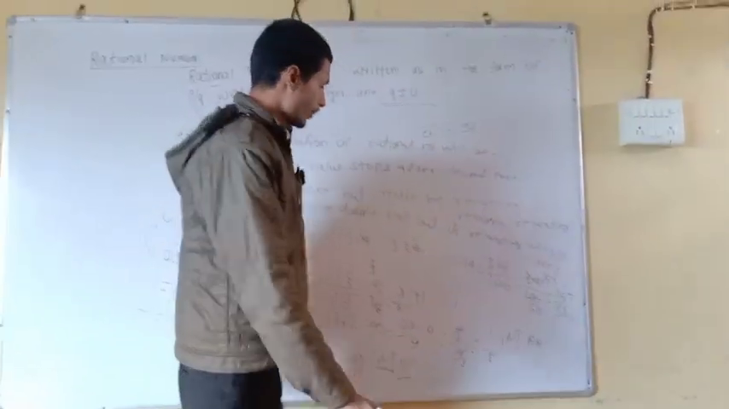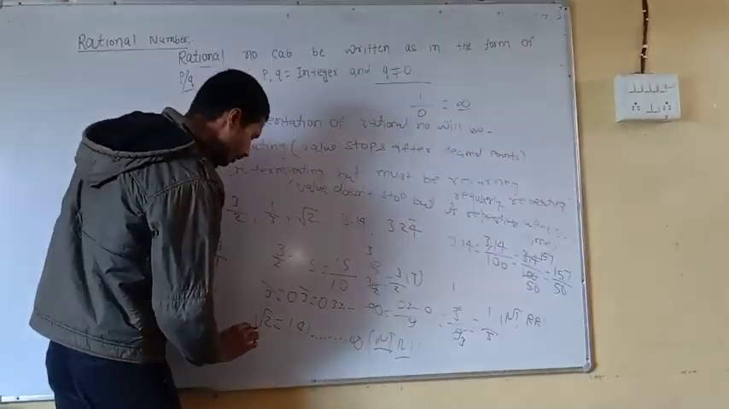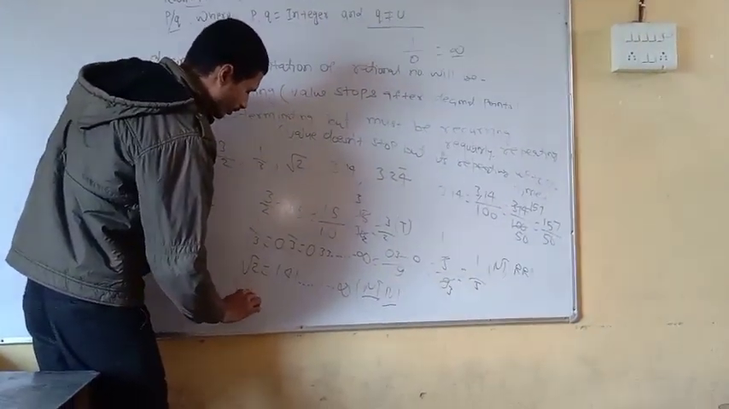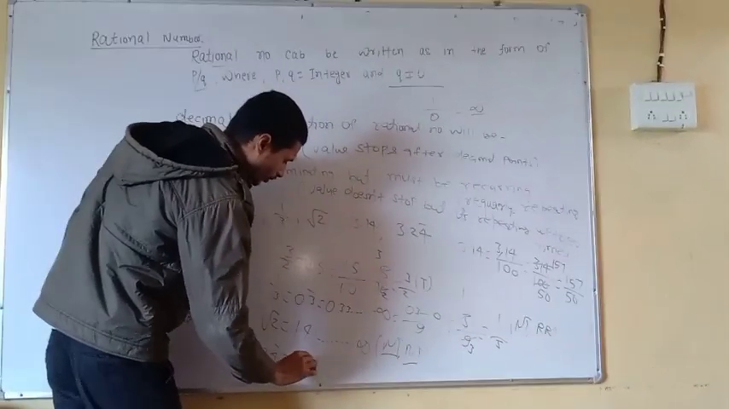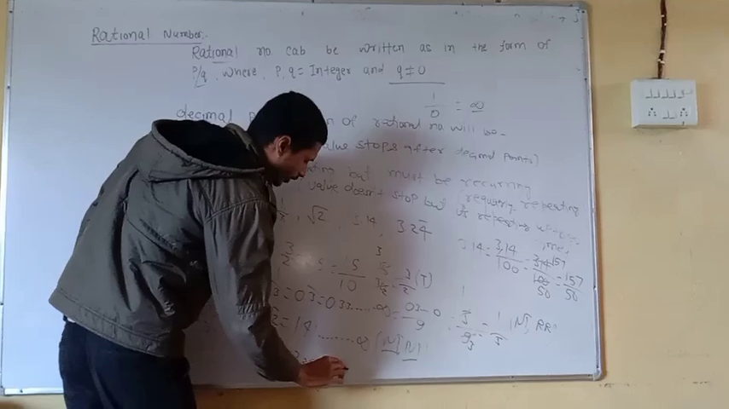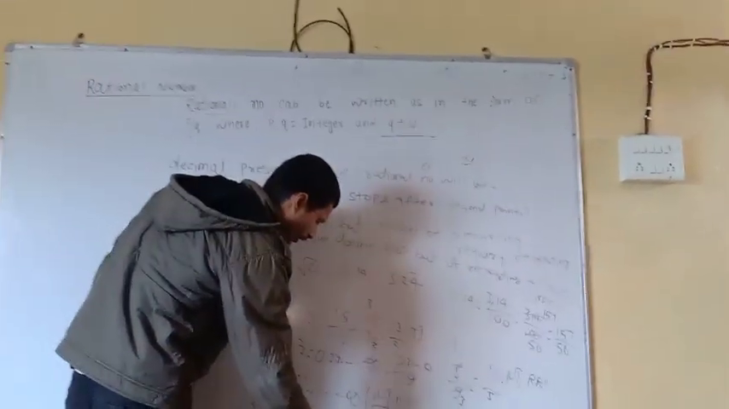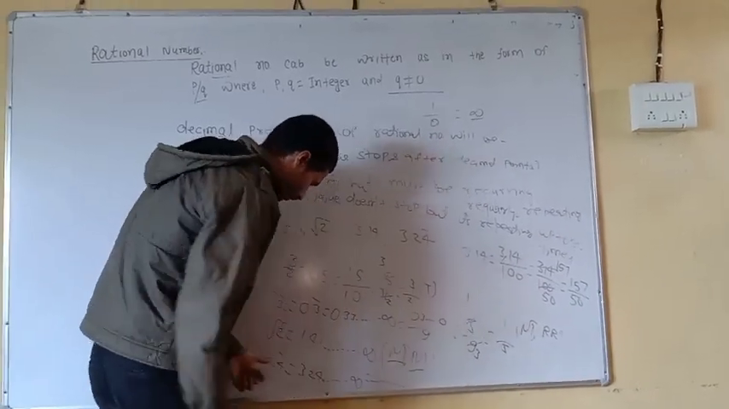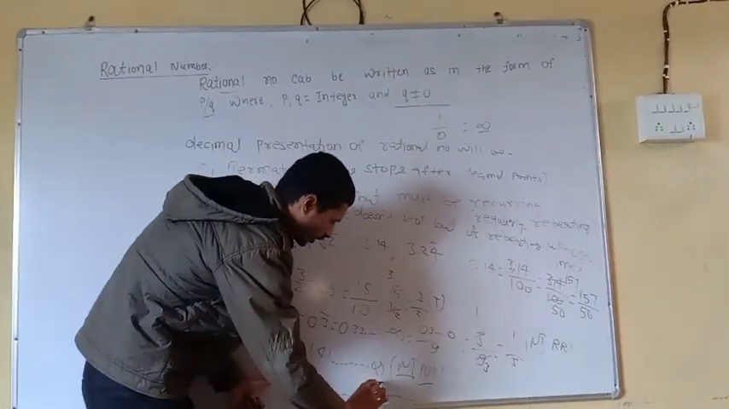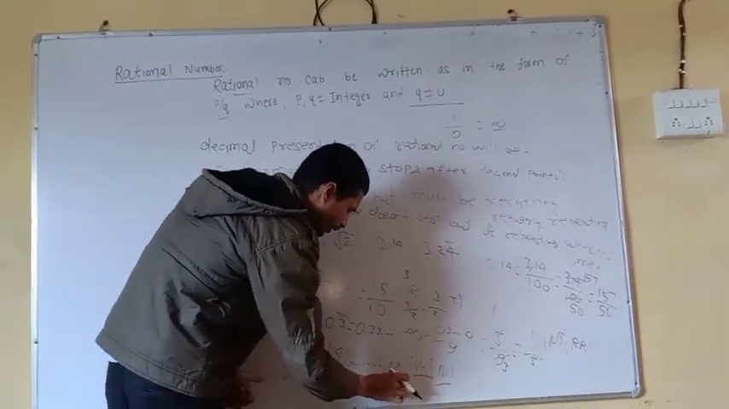Last one number, that is 3.24 with 4 recurring. What does it mean here? 3.244444, the 4 comes regularly, infinite times. Yes or no? Can we write it in the form of p by q? It is easy to write. We will write all the numbers over here, that is 3 2 4.